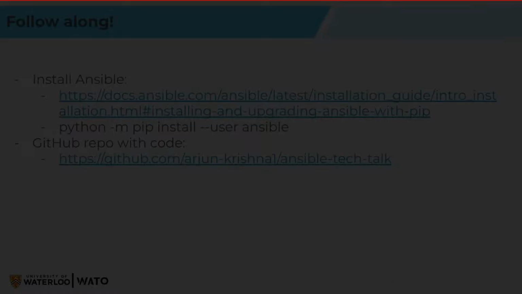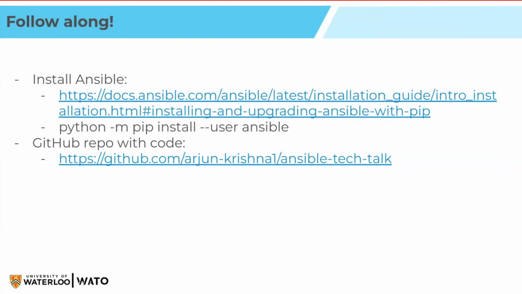So yeah, follow along. If you have pip and Python installed, just open up a terminal and run python -m pip install --user ansible. And if you have problems with that, there's the docs for greater instructions. I can send the links to the slideshow if needed later on. You can just clone that repo if you want. That's probably the best way to do it.